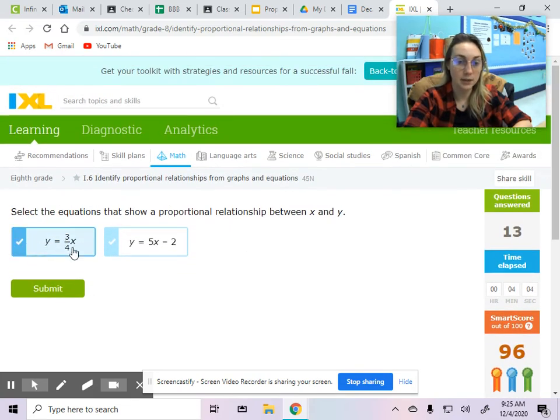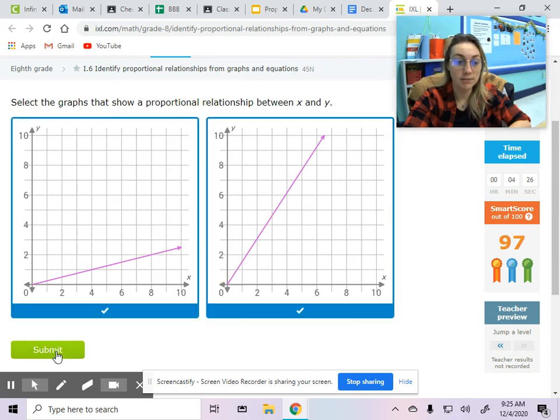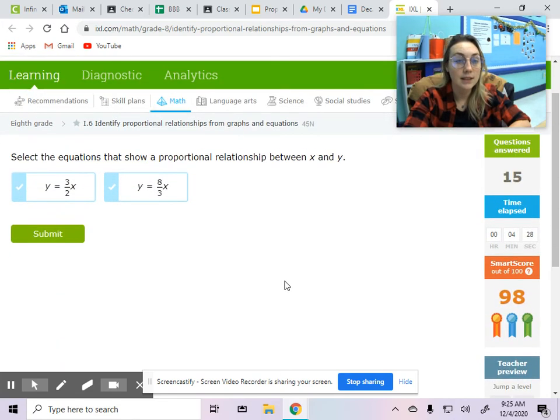All right, same thing. This one's proportional because it does not have a y-intercept. This one's not because it does have a y-intercept. The line would pass through -2 instead of at the origin 0, 0. It would pass through -2 on the y-axis, by the way. Okay. All right, both of these are straight lines and they both go through the origin, so they're proportional.